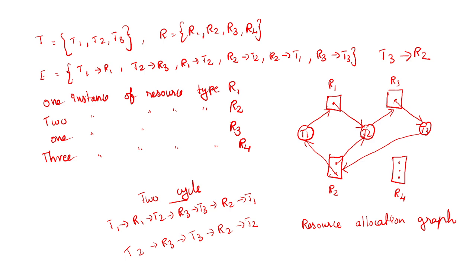So I will show you another example. Even though there is a cycle in the resource allocation graph, there is no deadlock there. Now consider this resource allocation graph.